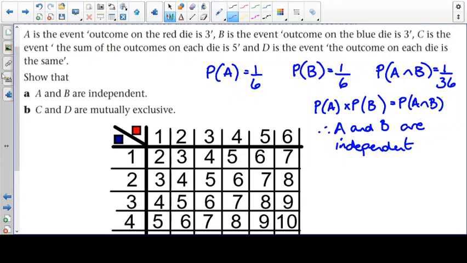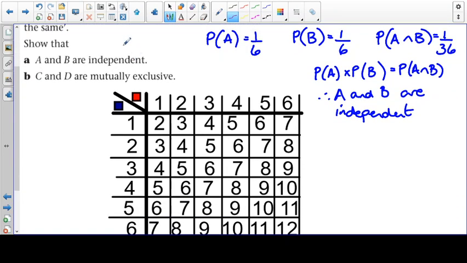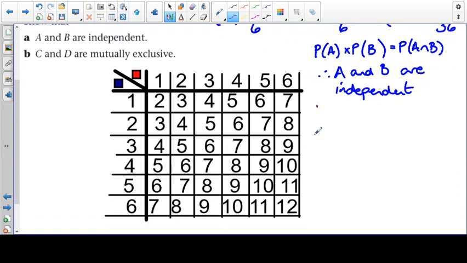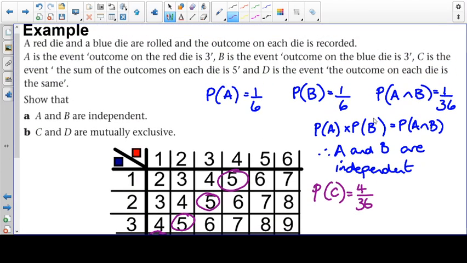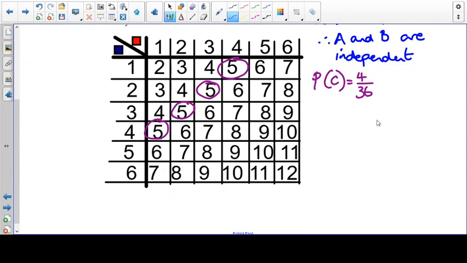So C is the event that the sum of the outcomes on each die is a 5. So where are the outcomes on each die of 5? There. So the probability of C is 4/36. And D, the event where the outcome on each die is the same. Well, that's there, there, there, there, there, and there. So the probability of D is 6/36.